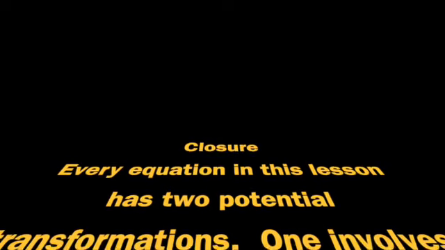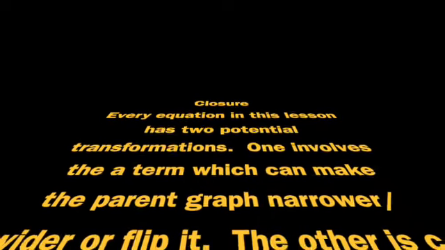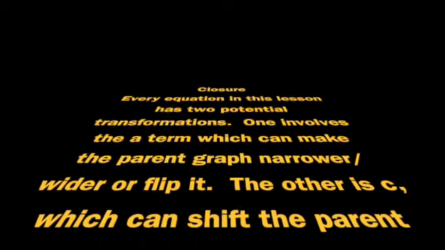Every equation in this lesson has two potential transformations. One involves the A term, which can make the parent graph narrower or wider, or flip it. The other is the C, which can shift the parent graph up or down.